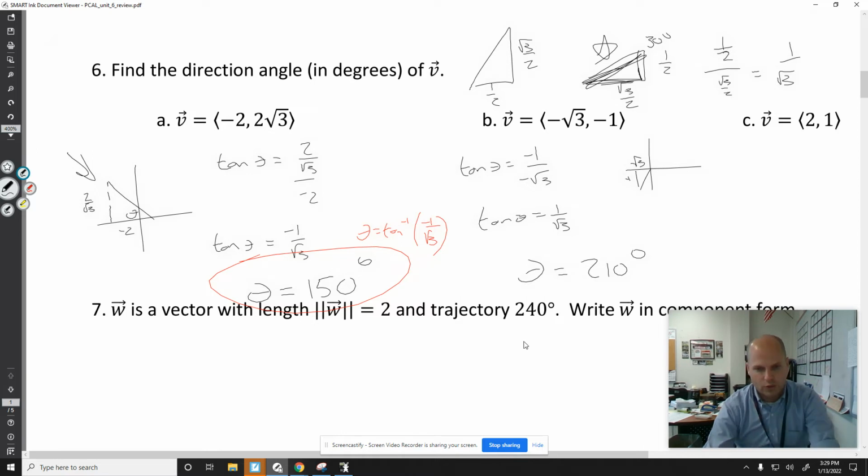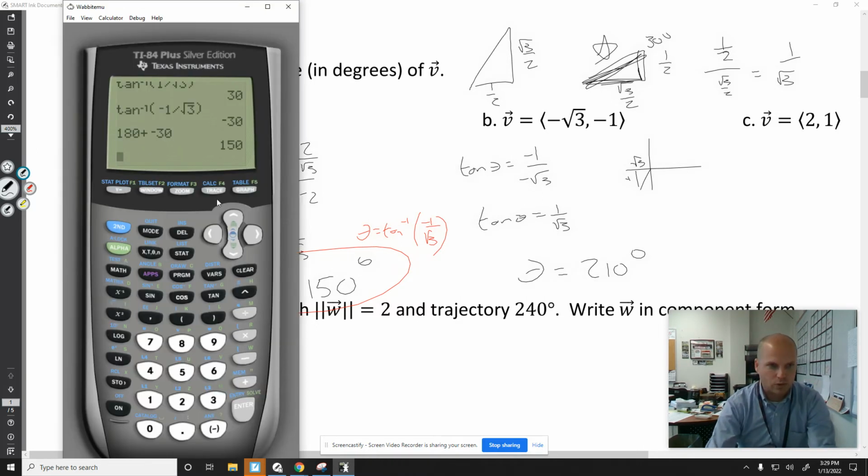Could we find this with our calculator? Yes. We would do the tan inverse of 1 over root 3. My answer's not 30 because I know what quadrant I'm in. I'm in the third quadrant, so there's my reference angle. Add it to 180, you get 210.